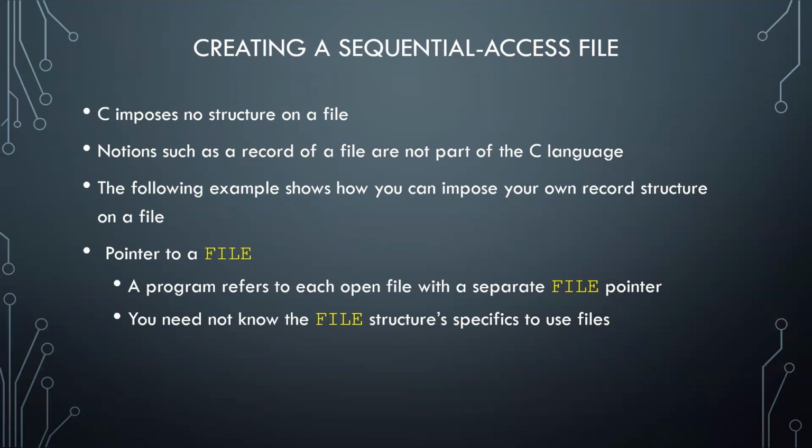So ideas such as a record of a file or file information, we don't have that in the C language. But what we do is we just use it as a bunch of text or a bunch of data. So we have a pointer to a file, and your program is going to refer to each open file with a separate file pointer. So FILE is going to be your pointer type. You're going to give it a variable, and so you can actually open and close and write and read from multiple files at one time. You don't need to know the file structure's specifics in order to use the file. This is that whole idea of hiding the details from your user and that notion of abstraction.